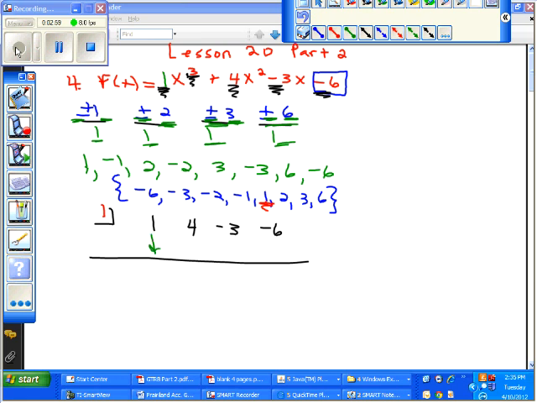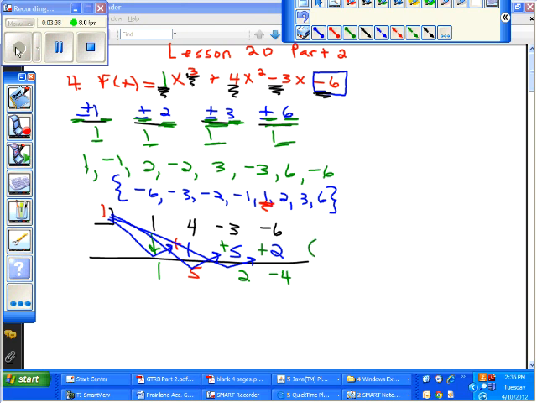To do synthetic division, we bring down, and then we multiply. 1 times 1 is 1, and then we add. 4 plus 1 is 5, and then it's back to multiply, add. So now we multiply. 1 times 5 is 5. We add, and we're going to get a positive 2. And then we're going to multiply. 1 times 2 is 2. And then we're going to add, and we're going to get a negative 4. And that doesn't work because we didn't get a 0.